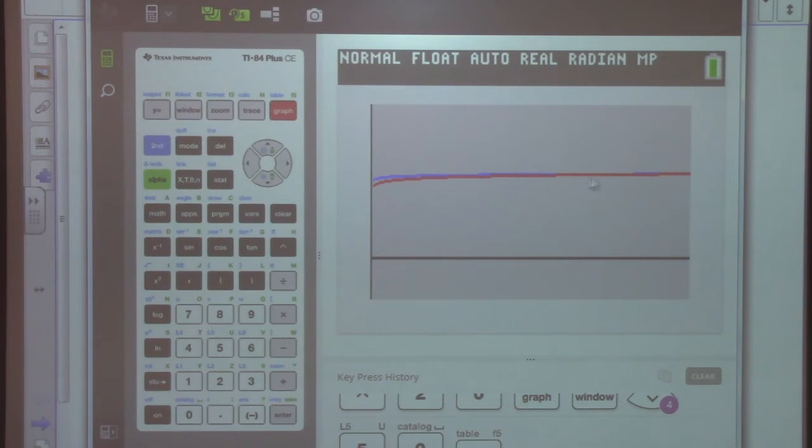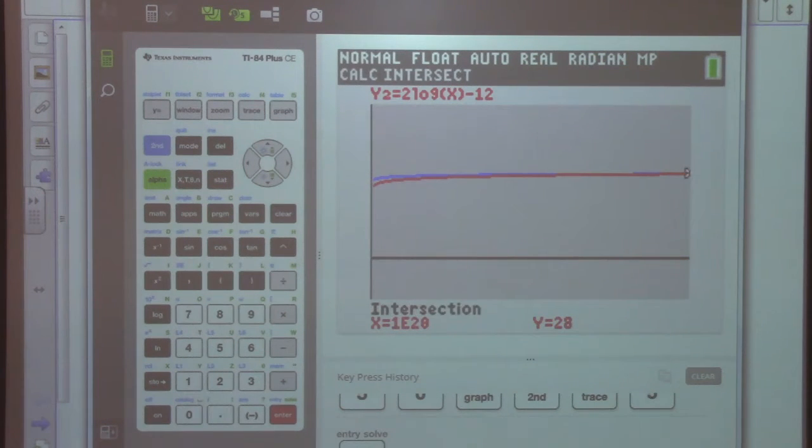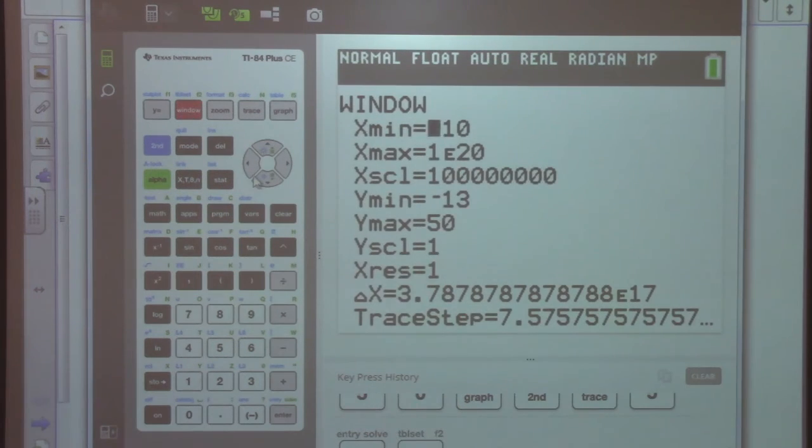Okay, now do we see something here? Finally, we see something. So let's try to find the intersection point. Second trace 5, enter, enter, enter. So the intersection is 1 times 10 to the 20th, and we can go to window and make this 2 times 10 to the power of 20.